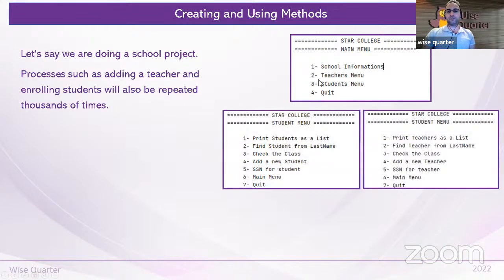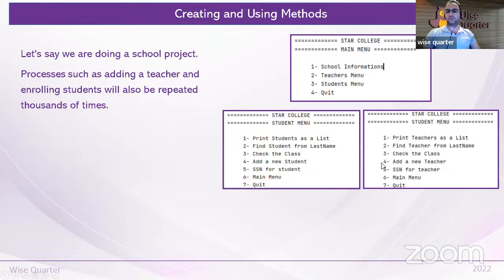Here, for example, when the user chooses the teacher's menu or the student menu, the system will come here, and then the user will choose another one, and it will go back to here. If the user comes here, to the second menu, every menu will have a different responsibility. It's very clear that we should create all of them as a method.